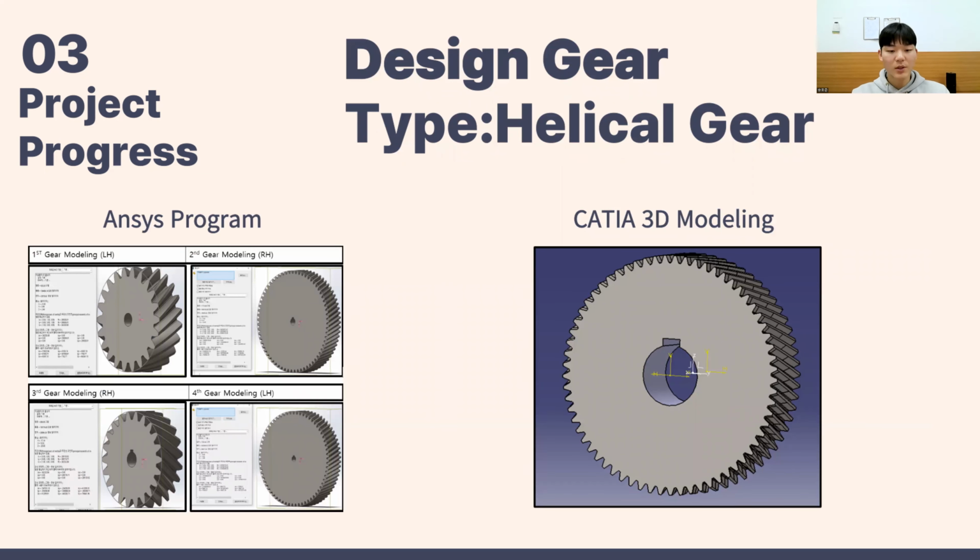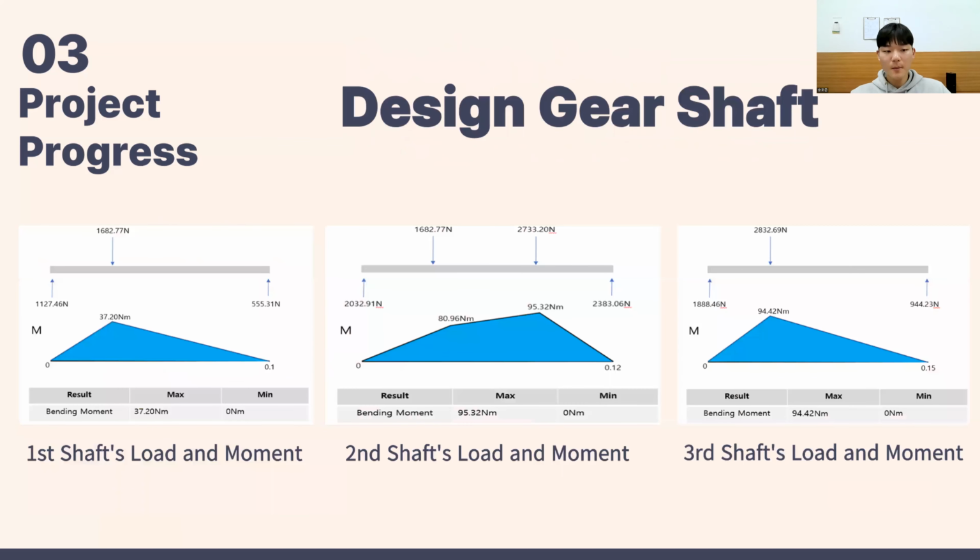Next, when the number of teeth was decided, we ran an ANSYS program using this. We can make a gear with a specific material and we can find out the precise mass and the volume of each of the four gears. After that, we made the gear by using a 3D modeling tool called CATIA.